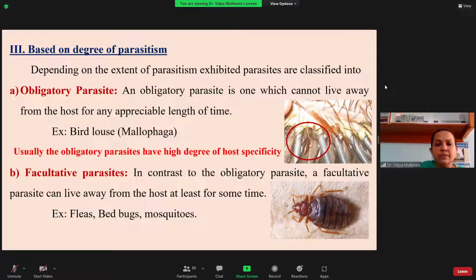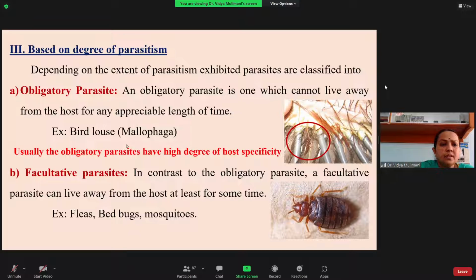Once you go and sleep, the body smell will attract them. They will come, and they have piercing and sucking type of mouth parts, and by that they take the blood from the humans. Again, they will hide. So that is what you can see. They will come, take the blood, and go away. That is called a facultative parasite. Even your mosquitoes are also facultative parasites. Fleas, bedbug, and the mosquito, all these come under the category of the facultative parasite.